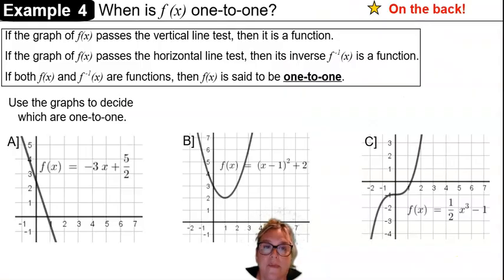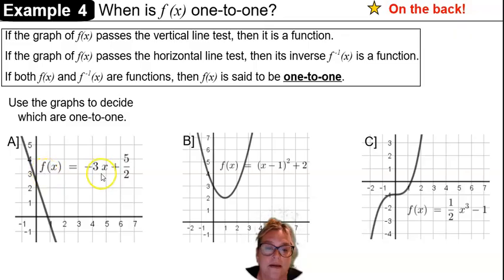Okay, if you turn to the back of the notes in example 4, if the graph of f of x passes the VLT, vertical line test, then it's a function. If it passes the HLT, the horizontal line test, then the inverse is also a function. And both must be true for it to be 1-to-1. So pause the video and look at A, B, and C and determine whether those graphs are 1-to-1.